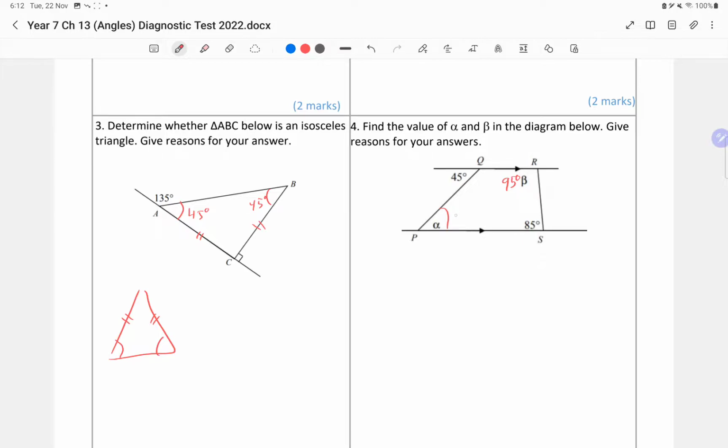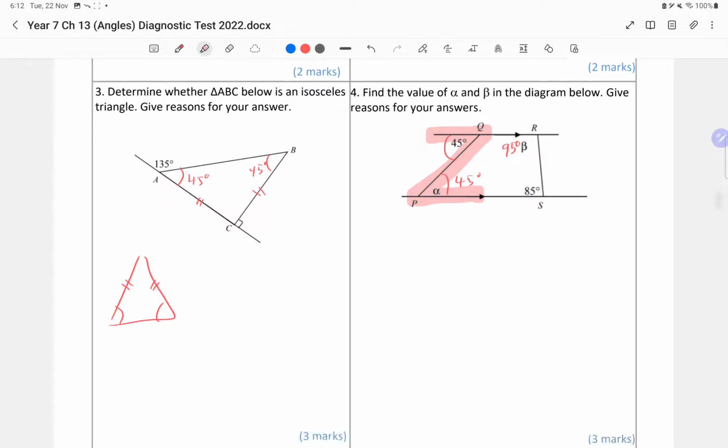Alright, what's alpha? 95. No. Wait, remember, parallel lines, either co-interior or alternate. If you can't see a co-interior, find an alternate angle. So it's either alternate angle or co-interior. For an alternate angle, you can use the Z rule. It's just two corners of the Z. Okay, look for a Z shape. So that's alternate angles.